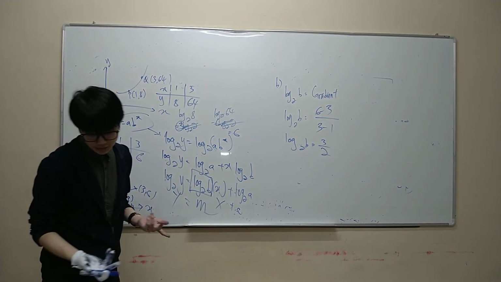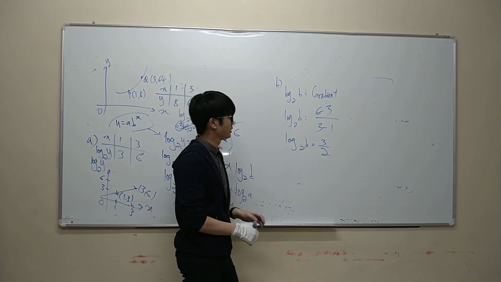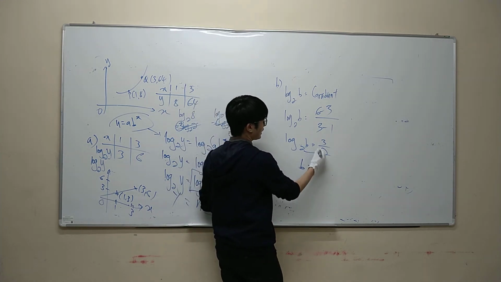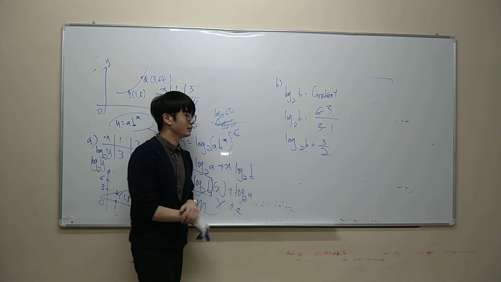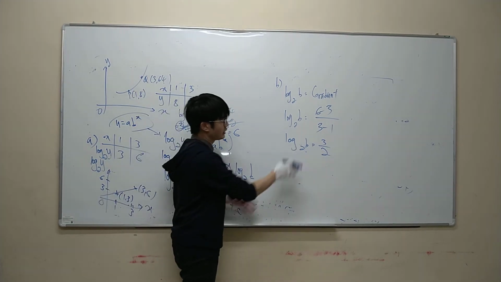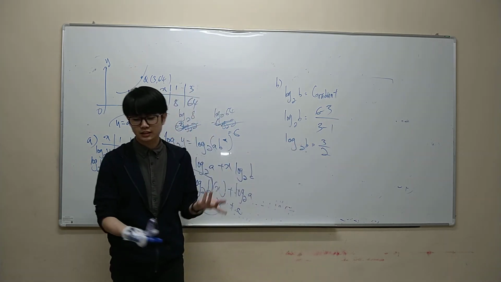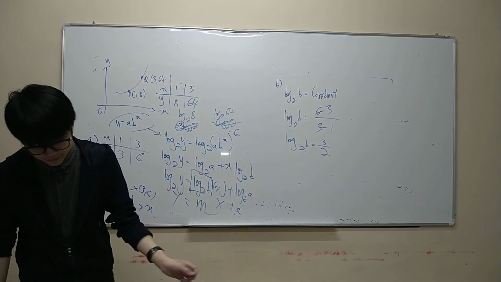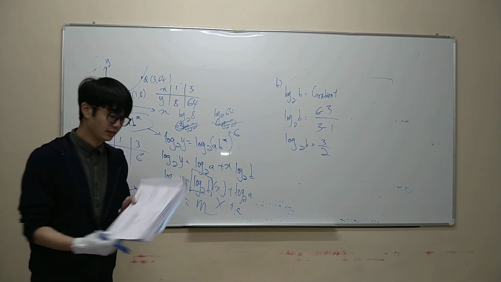They did not ask you to find B, right? They just asked you to find log B. So just leave it like this, it's fine. No need to do anything more. They want you to find not B, right? If they want you to find B, then yes, you have to remove the log. But you don't have to remove the log because they don't want B. That's all. Alright, hope you understand. Next question, okay?